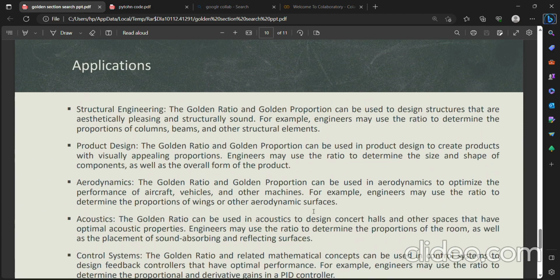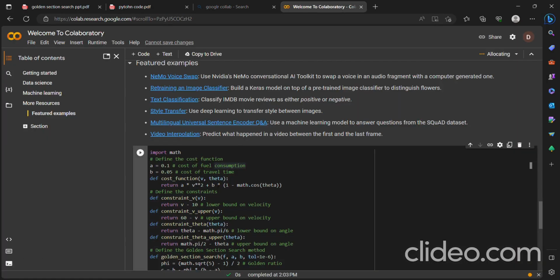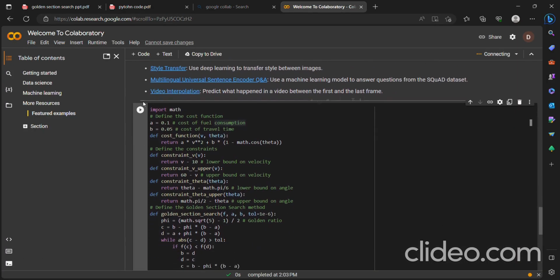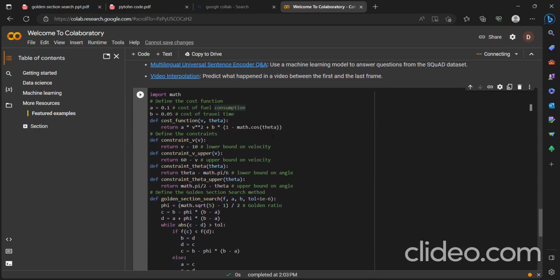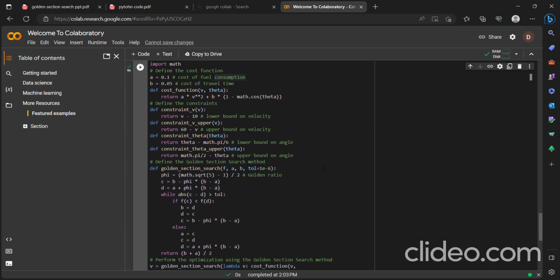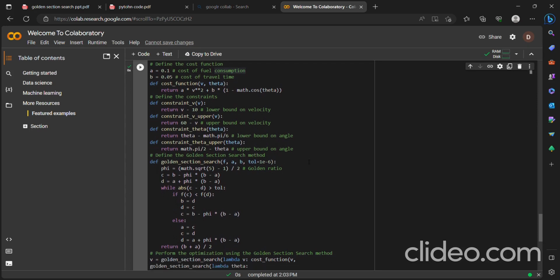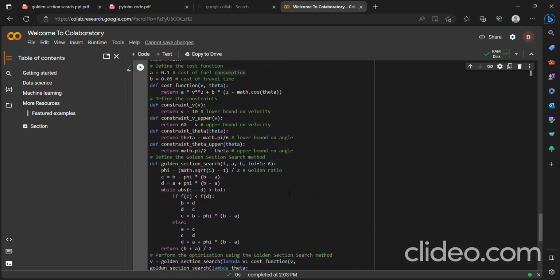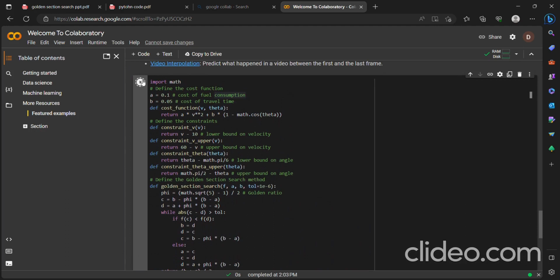Now I will show you the output of the code. See this code, and by looking at it you can understand the code. First, we will give the import. We will give the a and b and the cost function, and we will give the phi value and all of that. And after that, as in the above algorithm, you will write the code. So like this. Now I will run the code.